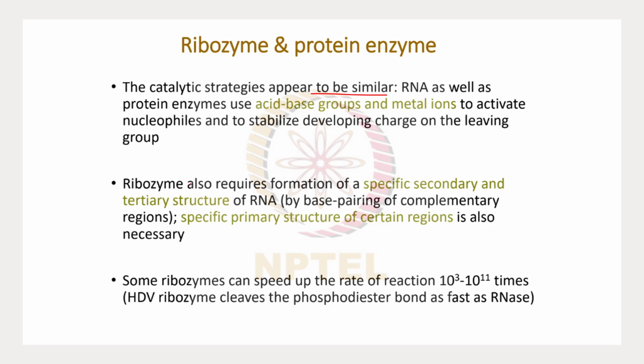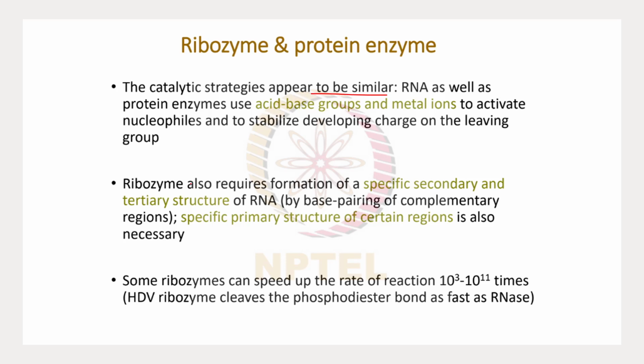In some cases primary structure is also required, but secondary and tertiary structure are more prominent. And some ribozymes can speed up the rate of reaction 10 to the power 3 to 10 to the power 11 times. So in case of proteins also, just recall that enzymes are specifically used to make the process faster, right? Everyone heard about it in your 12th class also, that enzymes are used to make the reaction faster.